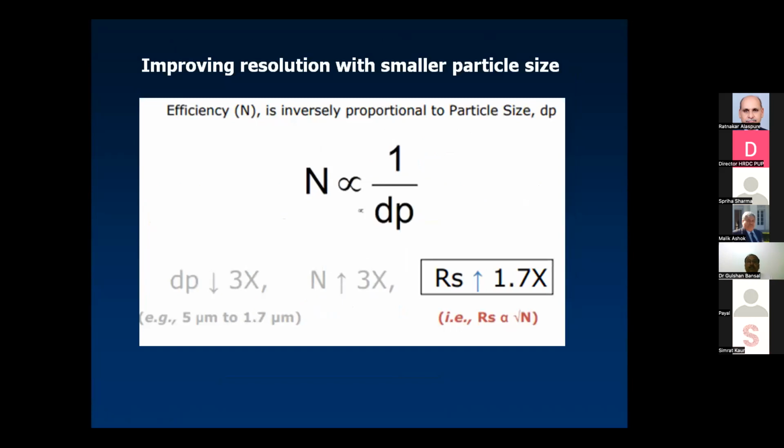Now, this is how smaller particle size improves resolution. If we decrease the particle size, the number of theoretical plates is inversely proportional to the particle size. If the particle size is smaller, the number of plates will be higher. In the last slide, we saw that if the particle size decreases by 3 times, let's say from 5 to 1.7, the number of plates will increase by 3 times and the resolution will increase by 1.7 times.